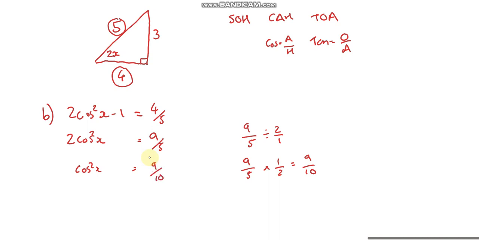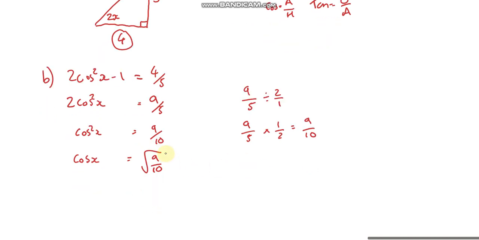Makes sense. And to get rid of the squared sign, I'm just going to square root. So that's the same as the square root of 9 over 10. Now you could almost leave it there, but that's the same as root 9 over root 10, which is the same as 3 over root 10. So that's as simple as we can get it.